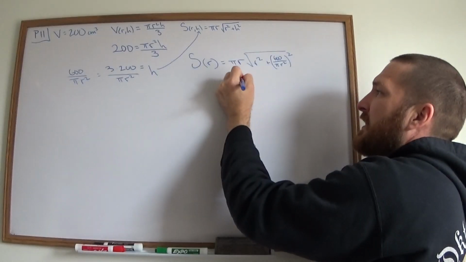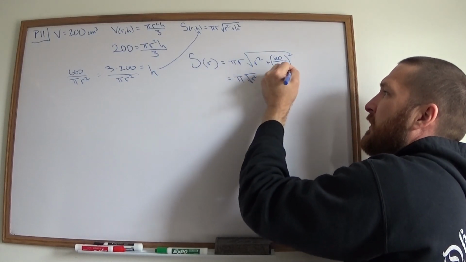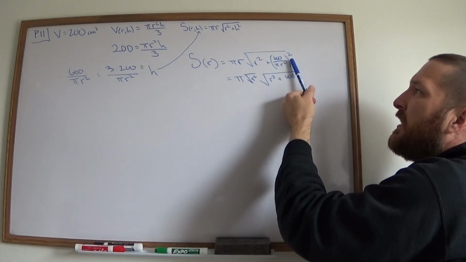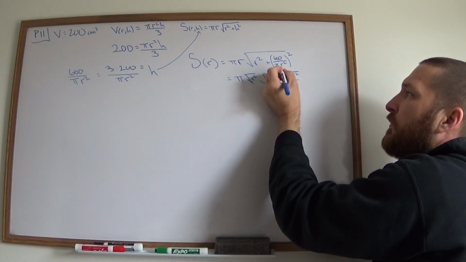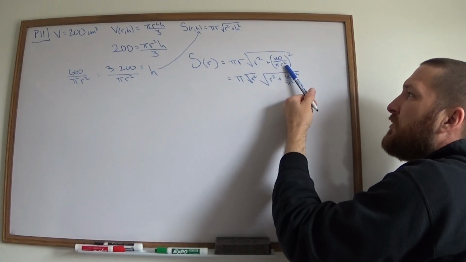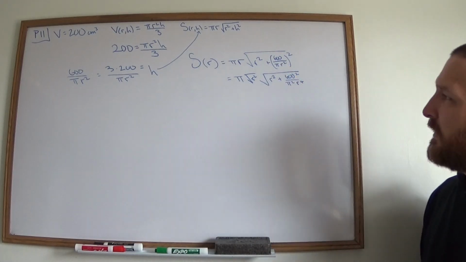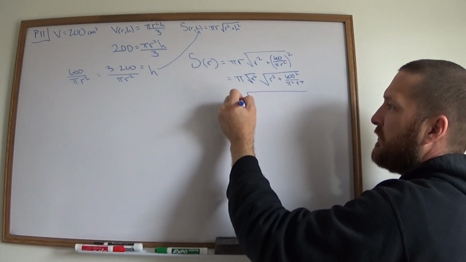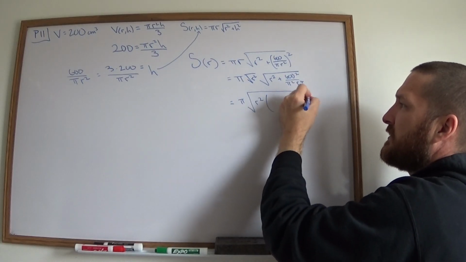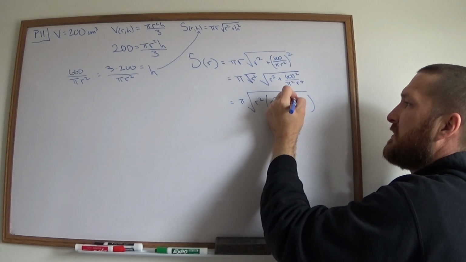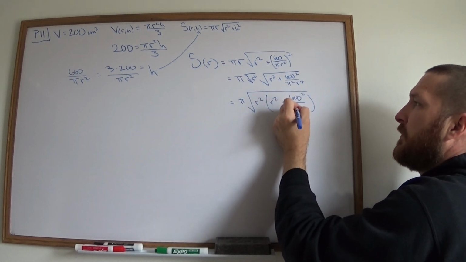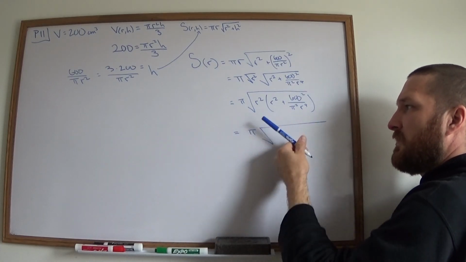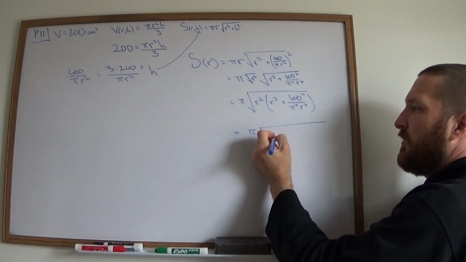I'm going to rewrite this as pi root r squared times r squared plus 600. Now I'm going to go ahead and just rewrite this as 600 squared over pi squared r to the 4th. But that r squared comes in. So now we just have a pi, and we have a root of r squared times the stuff that's in there. So we have r squared plus 600 squared over pi squared r to the 4th. That's the same thing as pi, distributing them over the addition, and we have r to the 4th.